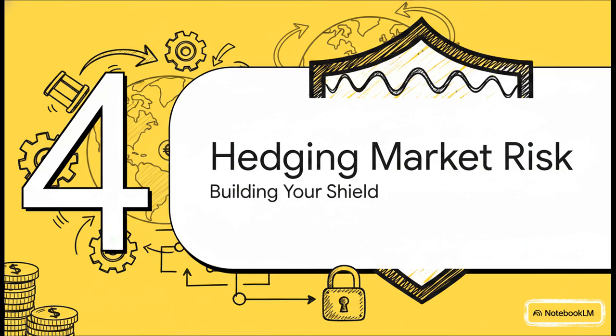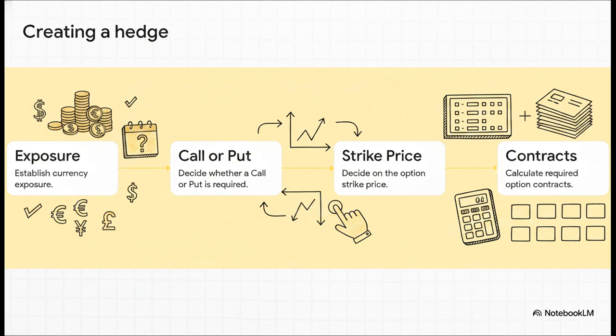Section 4. Hedging market risk. Building your shield. All right, we know what the tools are, but how does a massive global corporation practically apply these to build an unbreakable financial shield? Well, they follow a very strict, four-step logical procedure to create what's called a strategic hedge.